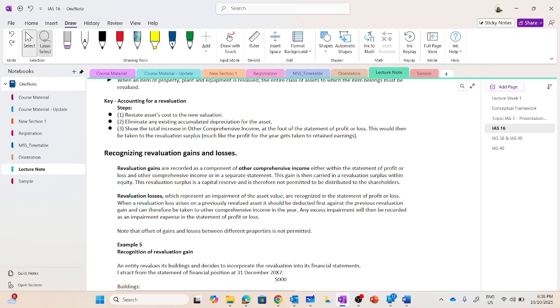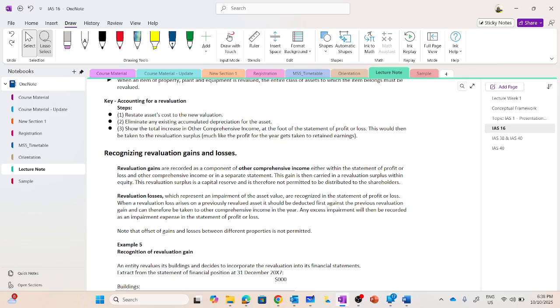So second point, we need to eliminate any existing accumulated depreciation for the asset. We need to eliminate it. We are going to look at it when we solve a practical question. Show the total increase in other comprehensive income. So now, if we have an increase in the revaluation, we are going to show it under the comprehensive income at the foot of the statement of profit and loss.